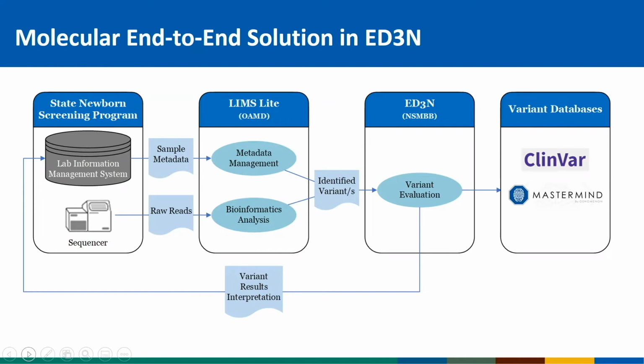That's very important. This data would be ingested into the LIMS Lite platform for data management, reference genome alignment, analysis, and variant identification. From there, a variant call file is created, which would then be sent over to EDN, where newborn screening program staff can complete their variant interpretation, examine interpretations of the same variant from other programs, and ultimately obtain a final consensus variant report for sending out to patients and providers.